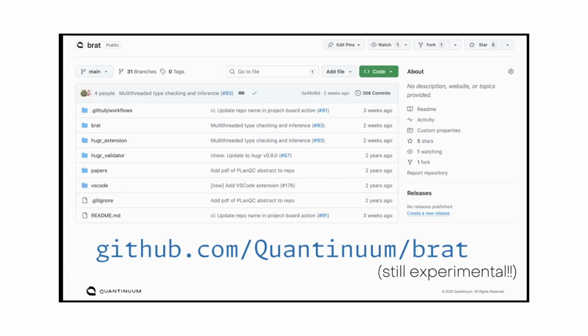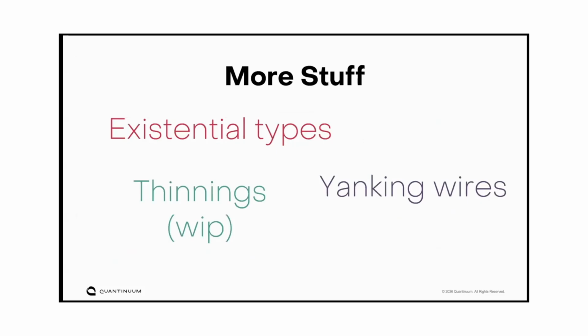And then there are some other things that Brat has that we can go into if you're interested, but we can also move on. We have existential types. Are you familiar with existential types before? Okay, people are. Then let me quickly say it.